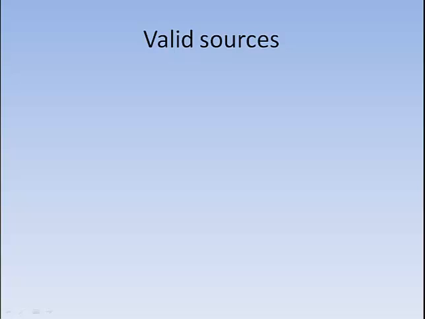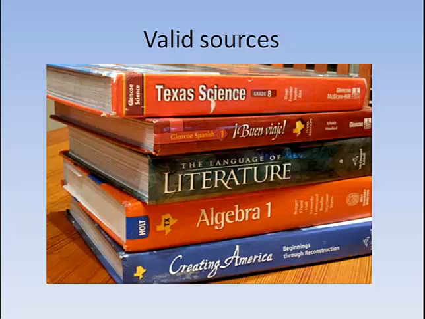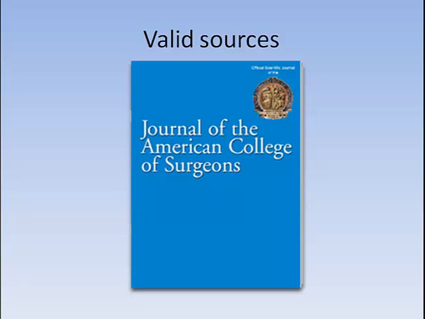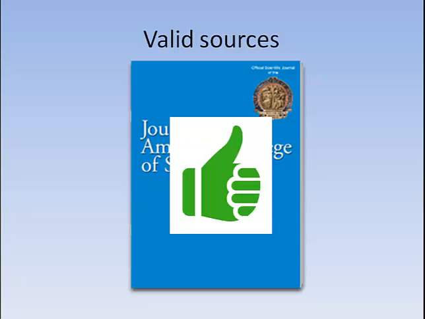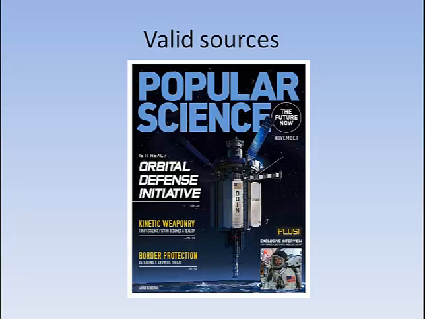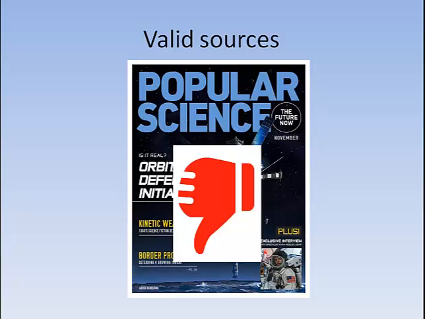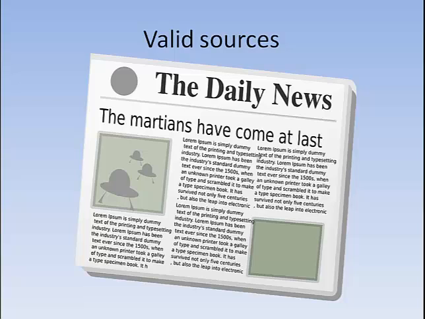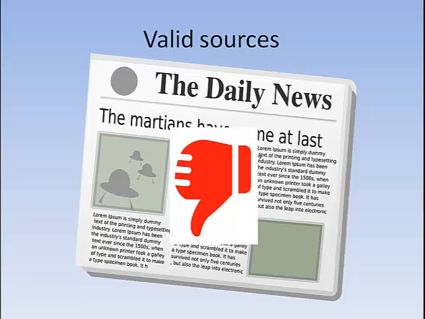All right, let's talk about some valid sources of scientific information. How about textbooks? Would they be valid sources? You betcha. How about a scientific journal? You betcha. How about a magazine like Popular Science? No magazines. How about a newspaper? No newspapers.